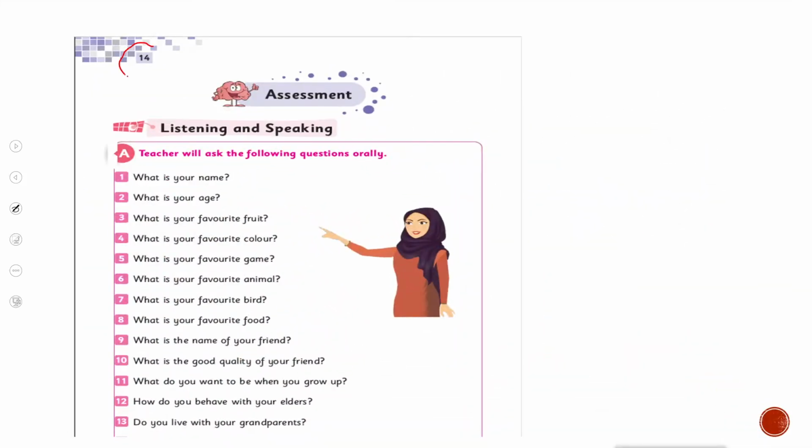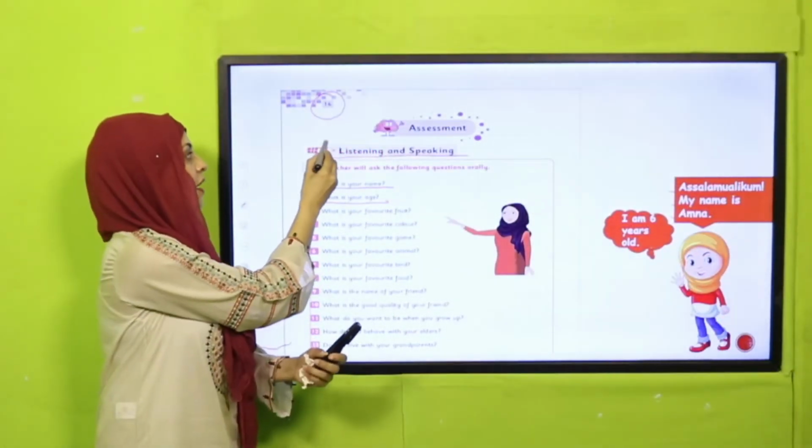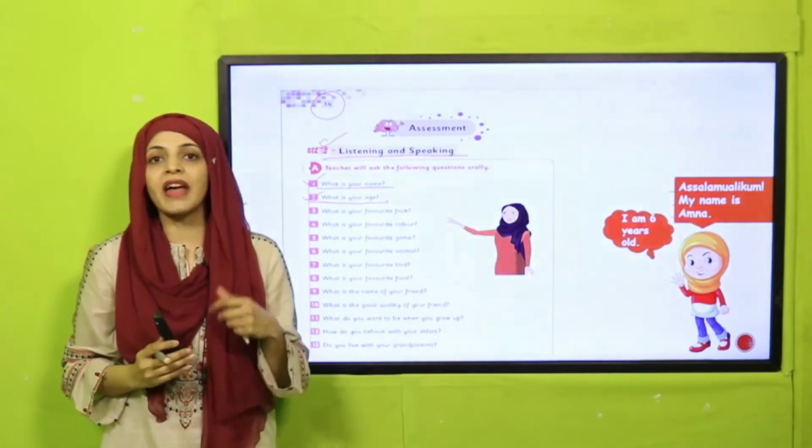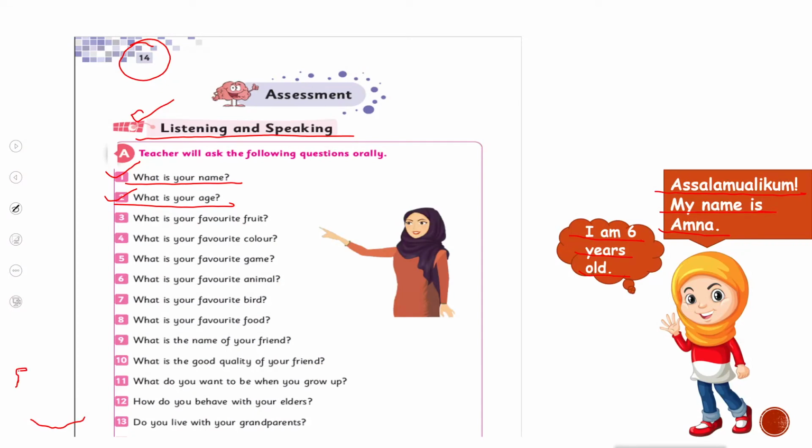Okay, on page number 14, listening and speaking questions are there. Today we will only cover question number 1 and question number 2. What is your name? Assalamu alaikum. My name is Amna. What is your age? I am 6 years old. On that page, students will be able to answer questions like what is your name and what is your age.